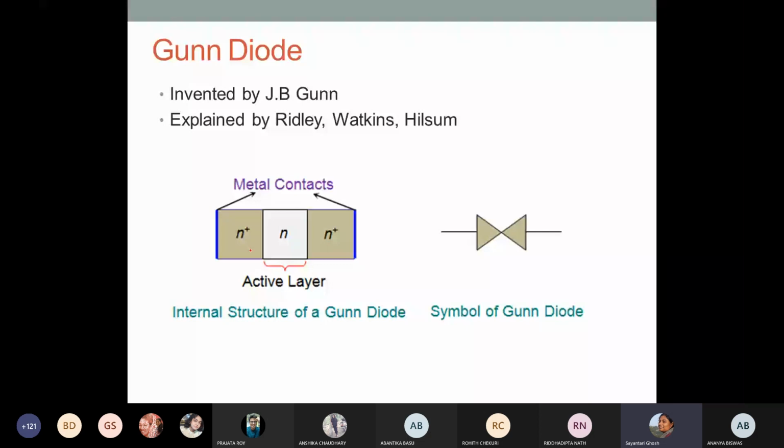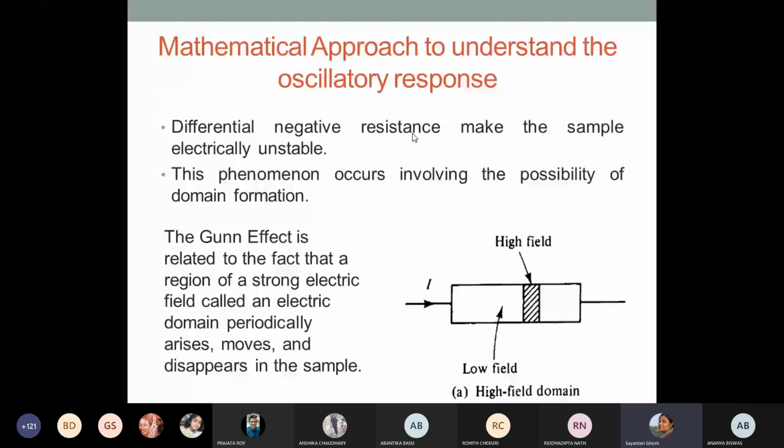This was first observed by J.B. Gunn, and why it operates in this way was explained by three scientists, Ridley, Watkins, and Hilsum, by a theory which is called RWH theory, with the initials of their names. So today we will mostly focus on this particular theory and try to understand how the formation of these charge accumulated domains inside negative resistance devices can be used to create microwave generators using Gunn diodes.